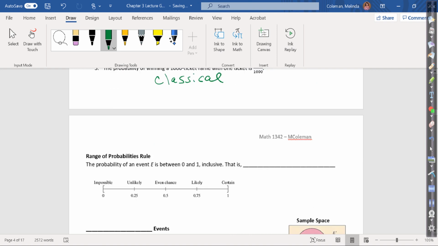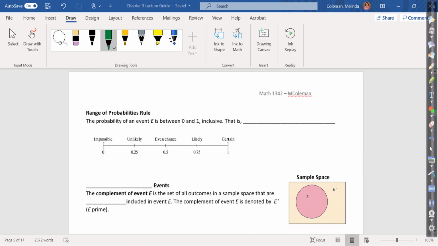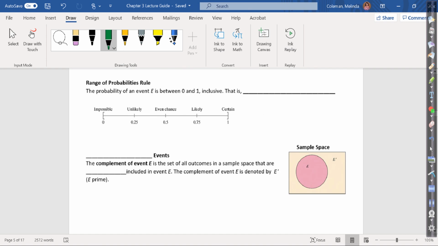All right, so by now you may be looking at or thinking about how does probability fit into the chances, the predictions. Well, it says probability of event E is always going to be between 0 and 1 inclusively. So that says that between 0 and 1, that's where your probabilities should lie.